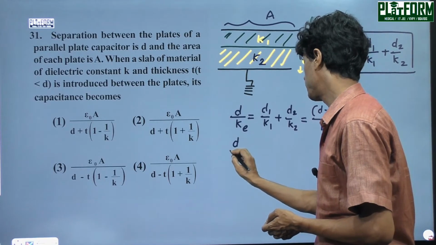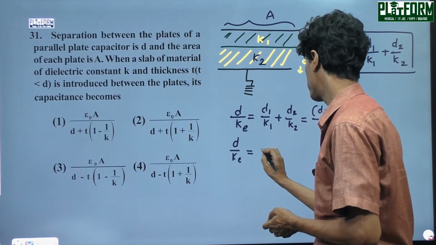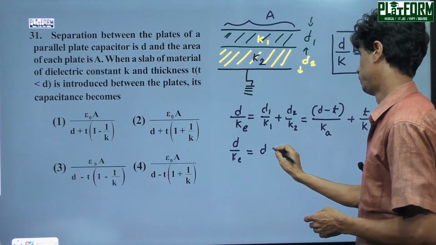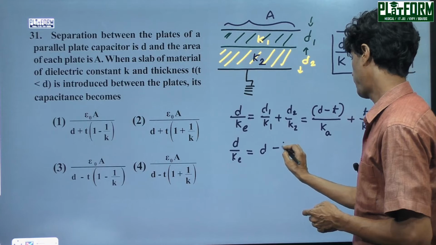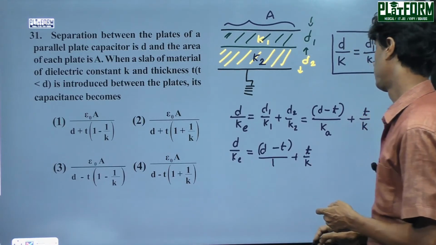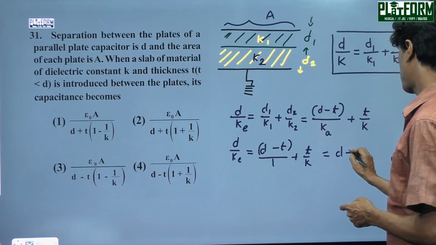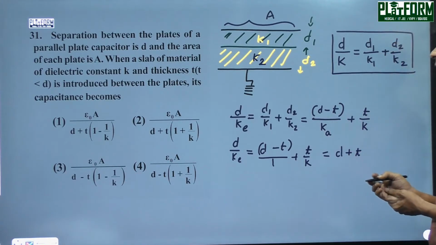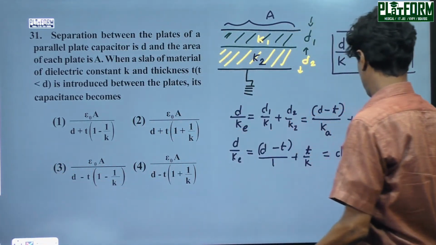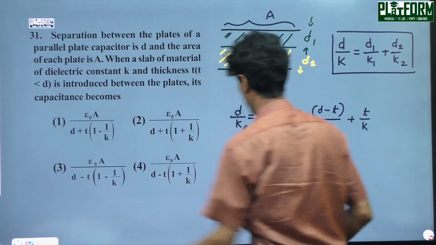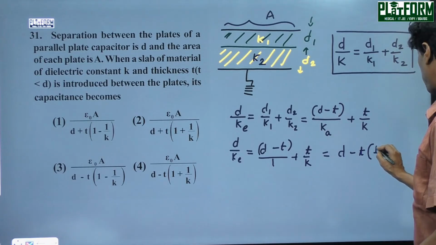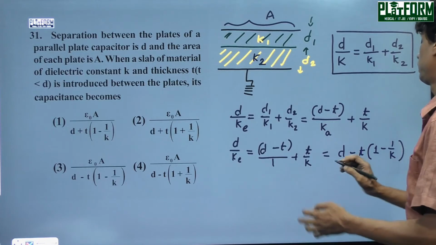Here it is the equivalent dielectric constant. So D by equivalent dielectric constant is equal to D minus T, it is 1, and T by K. It can be written as D plus T, it is better to arrange in this way: D minus T, 1 minus 1 by K.